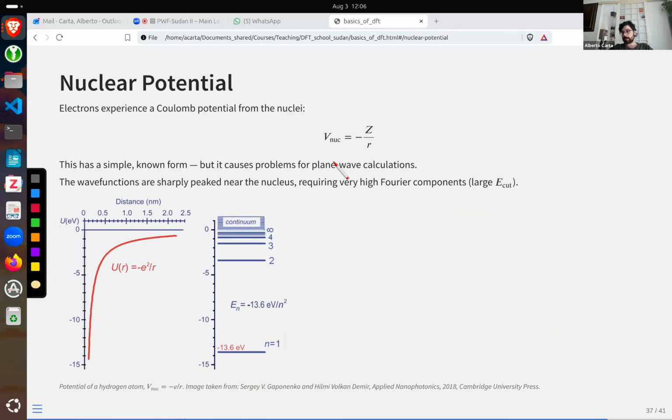Okay. So this gets me closer to the end. The last part of what makes Quantum ESPRESSO special is the treatment of wave functions, so the treatment of something called pseudopotentials. So let's think first about what happens close to the nuclei.